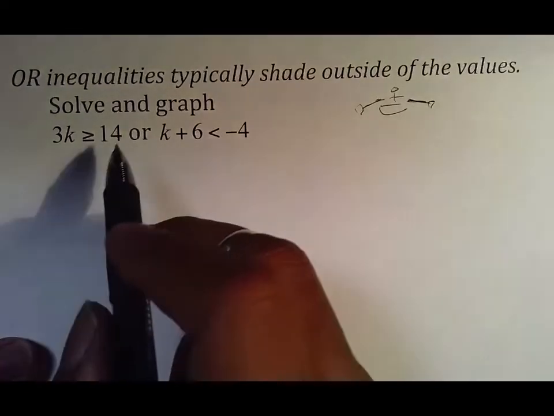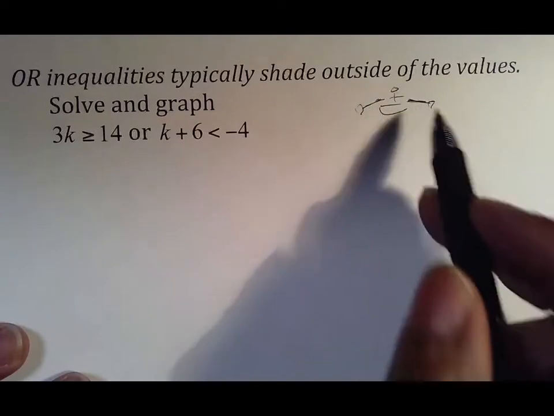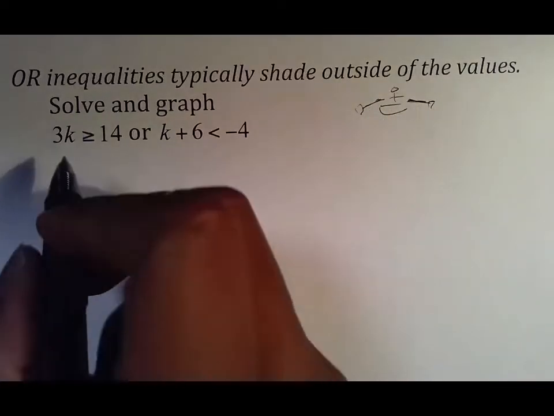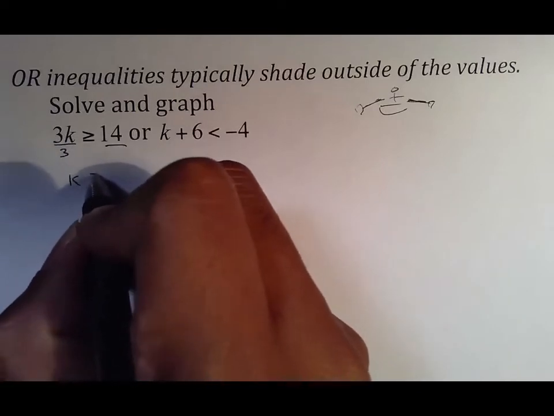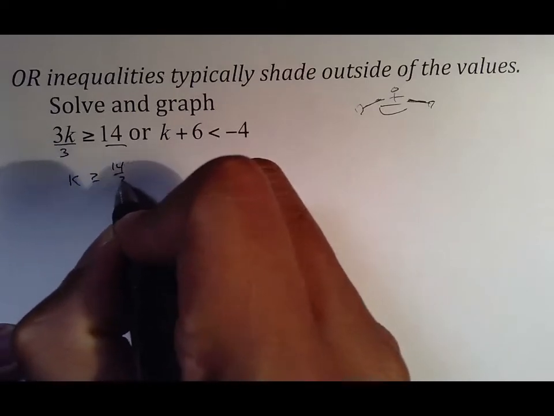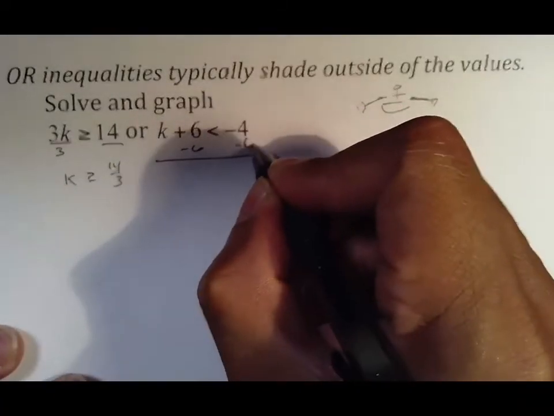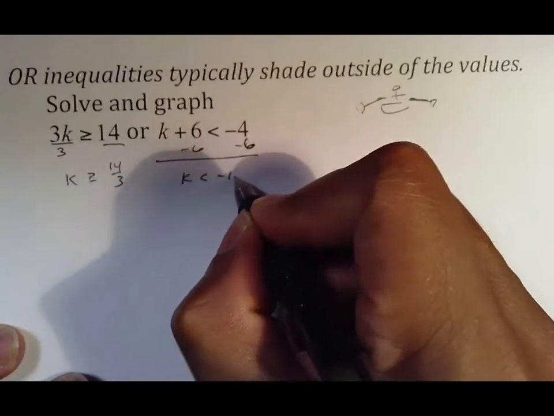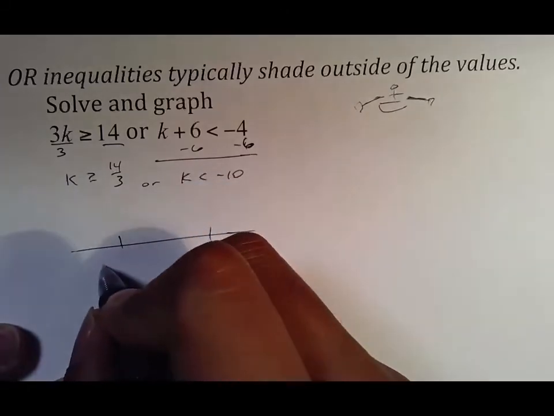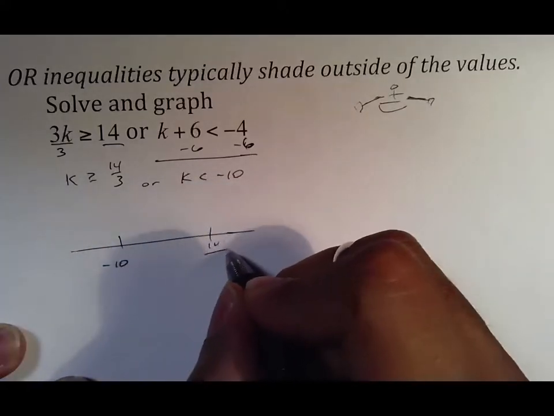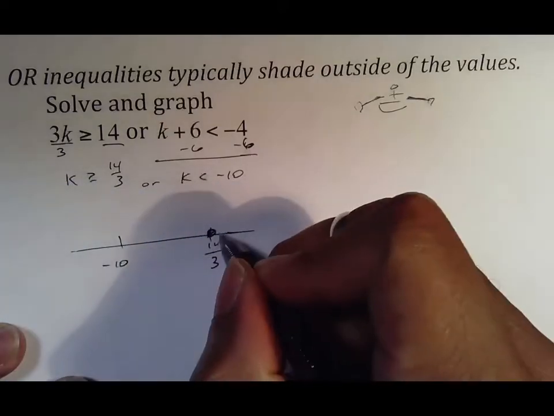If we look at this, or typically is set up, and actually has to be set up, as separate parts because they're two separate graphs typically. When you solve it, you just solve each one by itself. So this ends up being k is greater than or equal to 14 over 3. And then when you come over here and solve it, you end up with k is less than negative 10. Again, copying that or, smaller number on the left, which is your negative 10, 14 over 3 on the right. And then check it out, 14 over 3 is closed, pointing to the right.